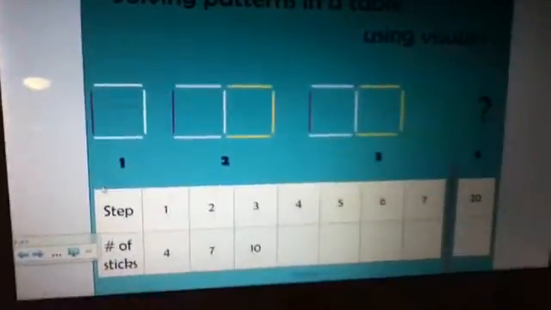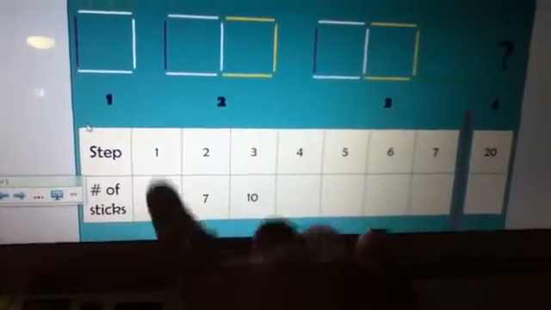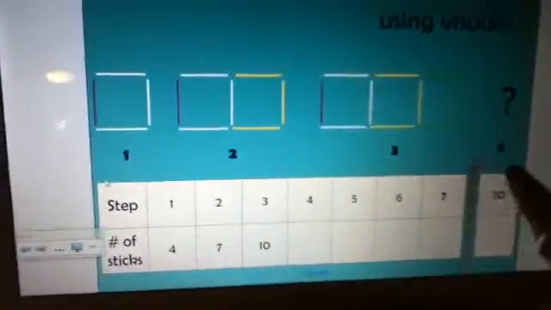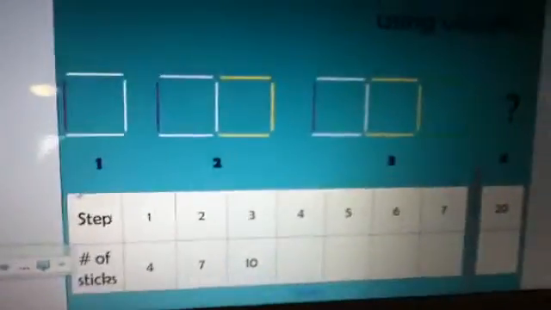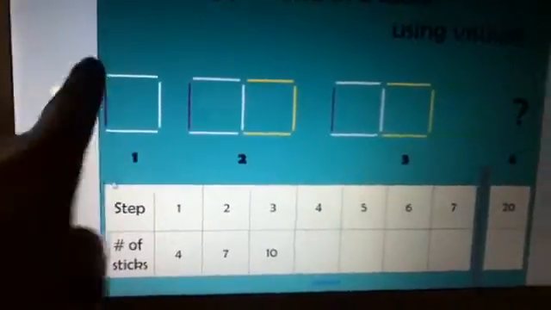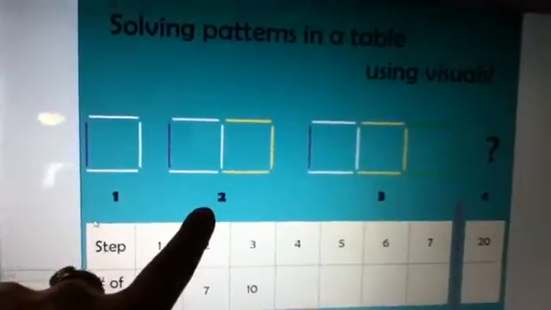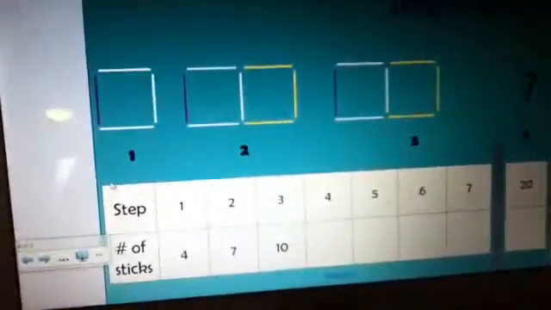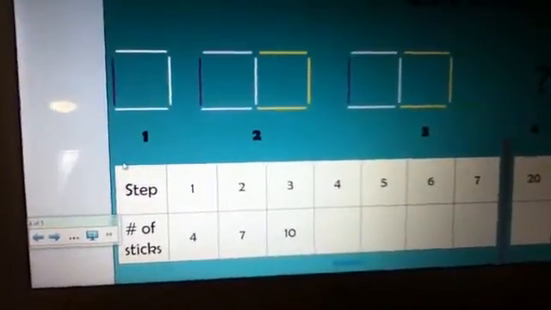Alright, so looking at the table, we see our data. Step 1, we have 4 sticks. Step 2, we have 7. Step 3, we have 10. So let's look at our visual diagrams to go along with that. We see that step 1 has 4 sticks. Step 2 has 7 sticks. Step 3 has 10 sticks. Okay, now we're going to see what we notice here.